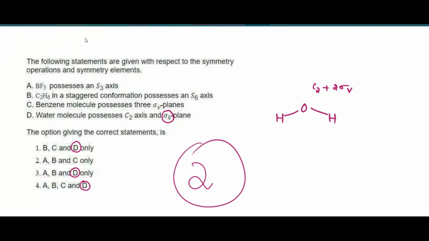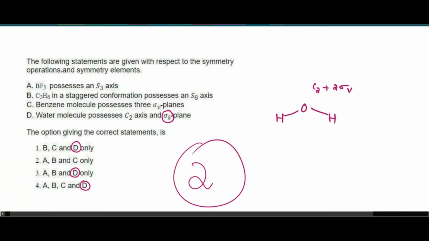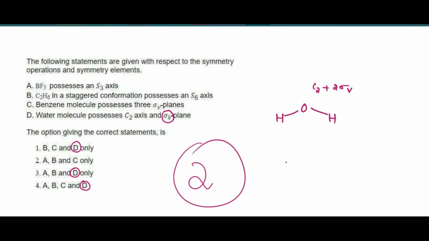Okay, then I will explain one by one so that you can understand. Let's start with the first statement, BF3. What is the point group of BF3?